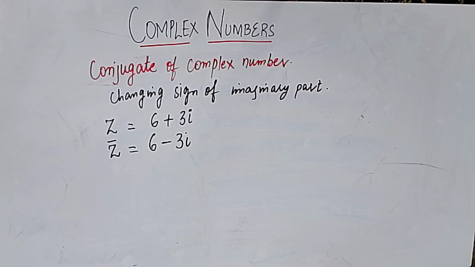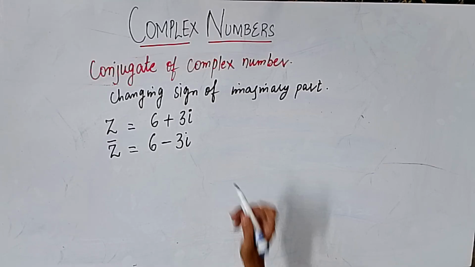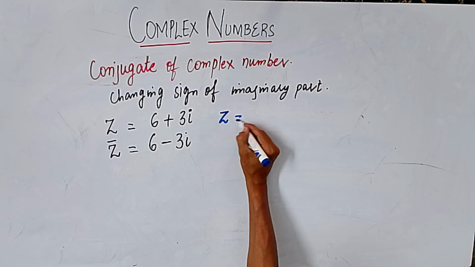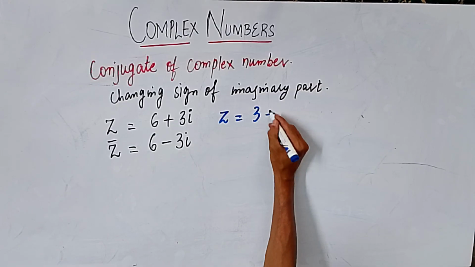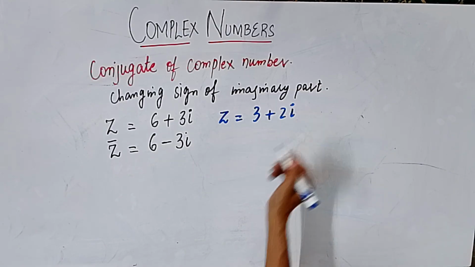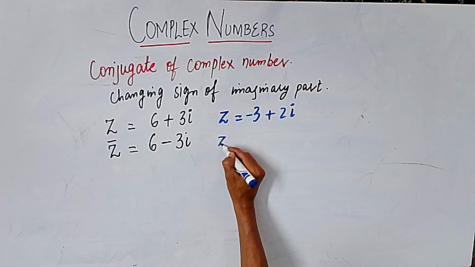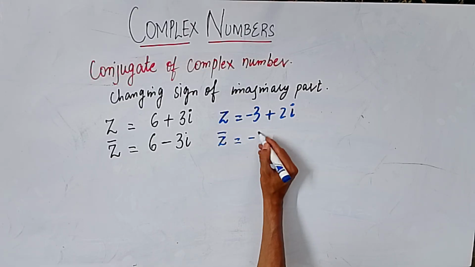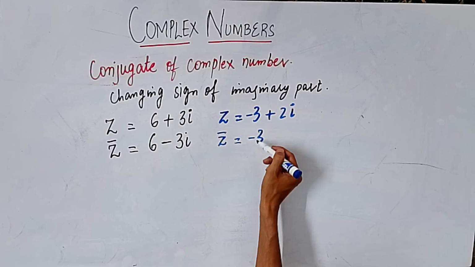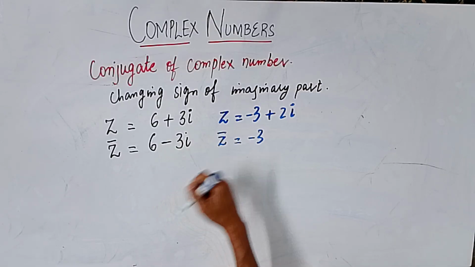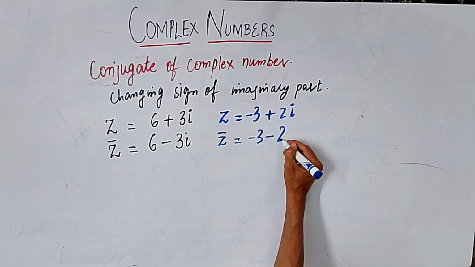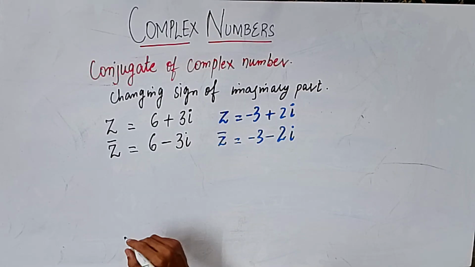Let's take one more example. If you have a complex number minus 3 plus 2 iota. Now conjugate of this one is minus 3 minus 2 iota. It will not change the sign of the real part of the complex number. It will only change the sign of the imaginary part.